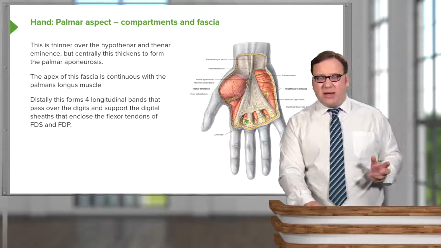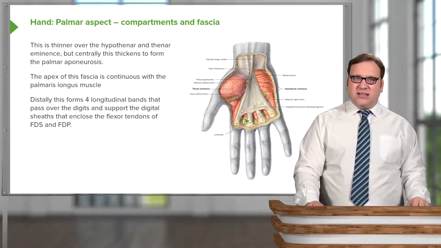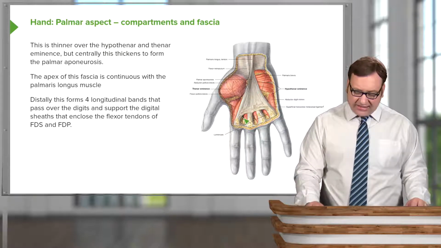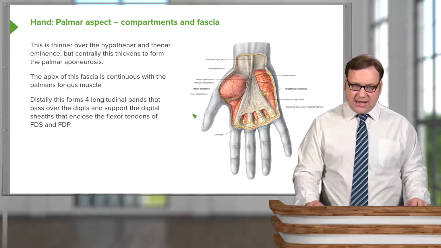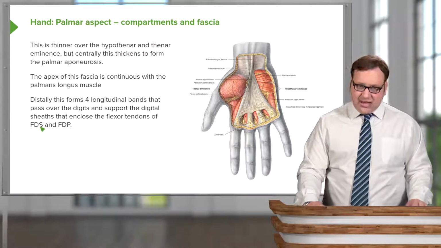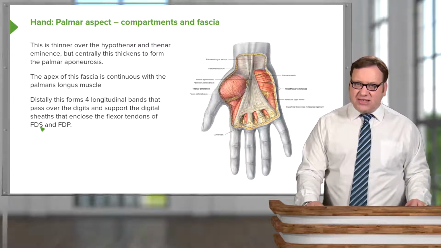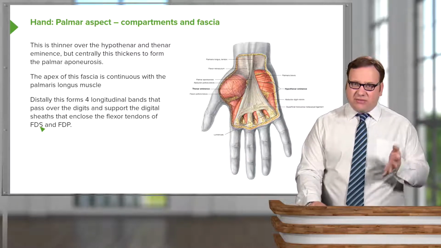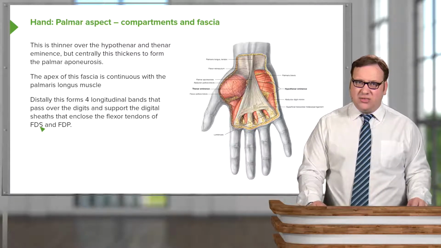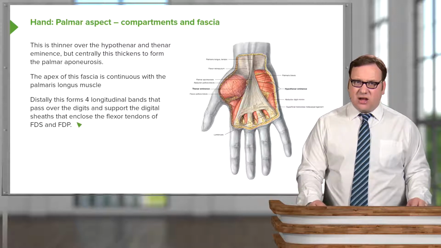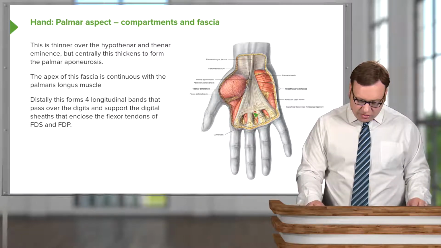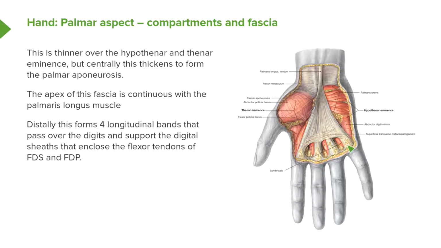And these longitudinal bands pass over the digits and support the digital sheaths that enclose the flexor tendons of flexor digitorum superficialis, FDS, and flexor digitorum profundus, FDP. Remember, these muscles are originating in the forearm and they're passing through the central compartment deep to palmar aponeurosis to pass to the digits. And these muscles are enclosed by the digital sheaths. And these longitudinal bands help to support those sheaths.